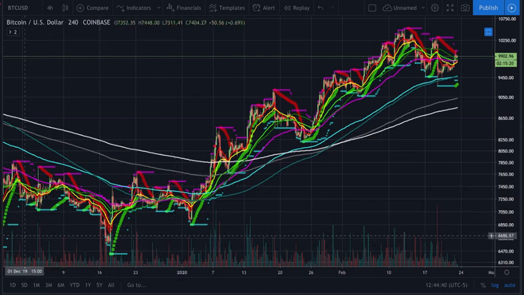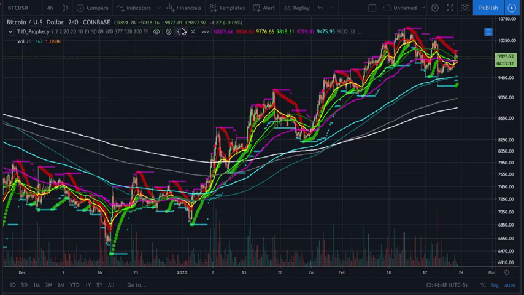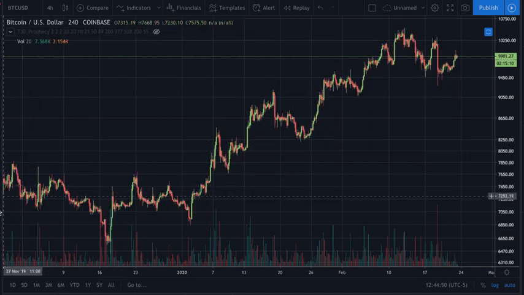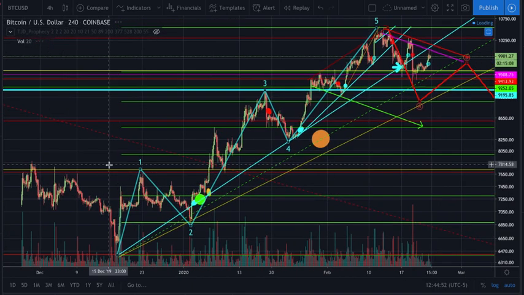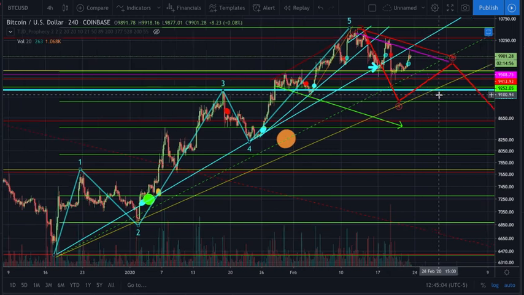What it's looking like to me is, if we turn off the moving averages and everything for a minute, and then just put back on the drawing tools, it sort of looks like we just got a truncated fifth wave. So if you see, we got 1, 2 correction, 3, 4 correction, and then 5, and now we're coming down to correct the fifth wave.